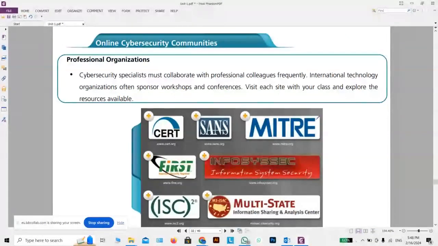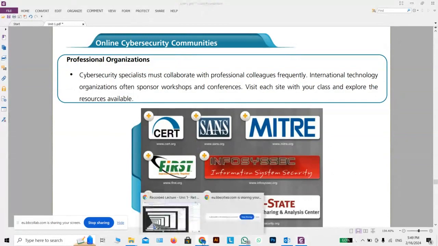These organizations offer different kinds of certifications for professional staff of cybersecurity. Okay, so these are CERT, SANS, ISC2. So that means, for example, we'll look at the CERT.